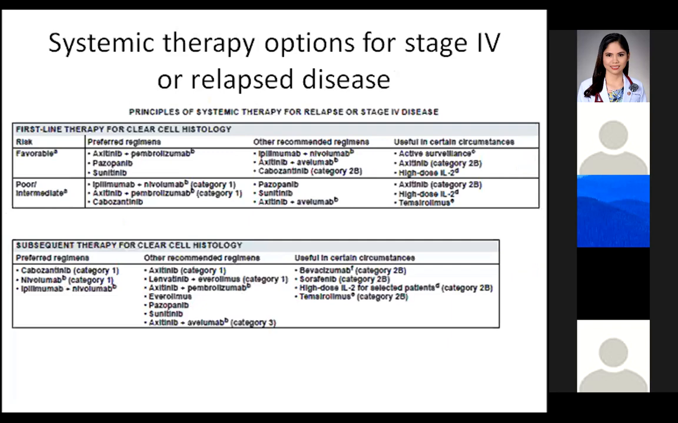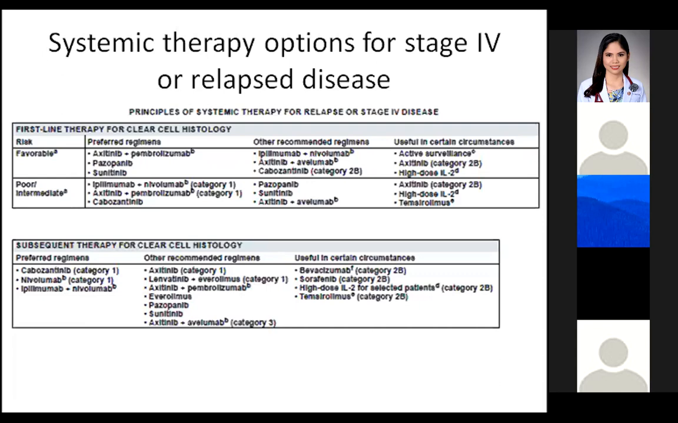So ito yung set ng systemic therapy that are advised para sa stage 4 or relapsed disease. So yung pazopanib, oral angiogenesis inhibitor targeting VEGF receptors, VEGF receptor 1, 2, and 3, and platelet-derived growth factor receptors, and yung stem cell factor receptor or c-KIT. So tatlo yung pazopanib: VEGF receptors, platelet-derived growth factor receptors, and stem cell receptors or yung c-KIT.